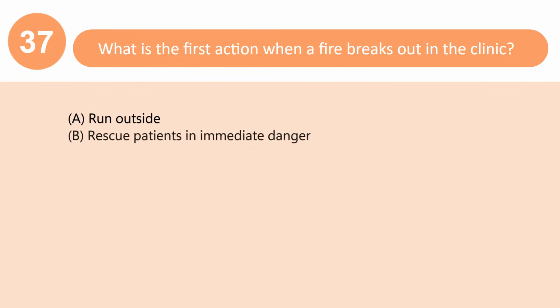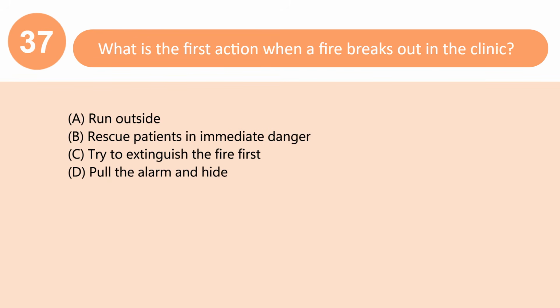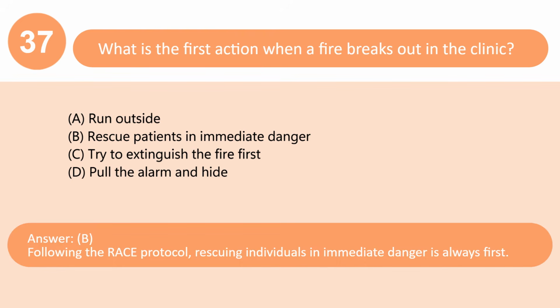What is the first action when a fire breaks out in the clinic? A. Run outside. B. Rescue patients in immediate danger. C. Try to extinguish the fire first. D. Pull the alarm and hide. Answer: B. Following the RACE protocol, rescuing individuals in immediate danger is always first.